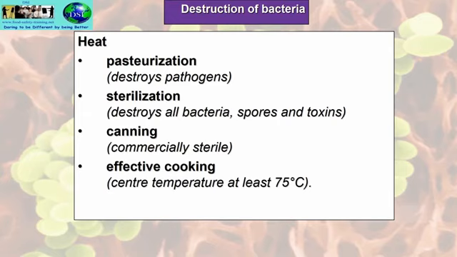Now canning is classed as commercially sterile. Canning actually uses the sterilization process, where it's heated for 121 degrees C and above for a period of time. And effective cooking will kill bacteria. I've already mentioned that bacteria start dying around about 55 to 56 degrees C, but anything up to 75 degrees C, and you can be assured that it's very safe to eat.